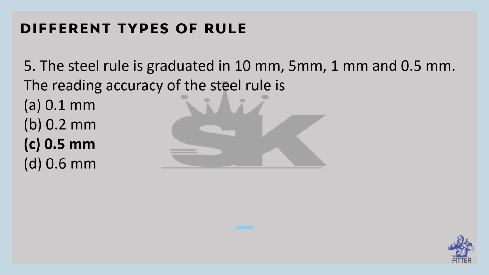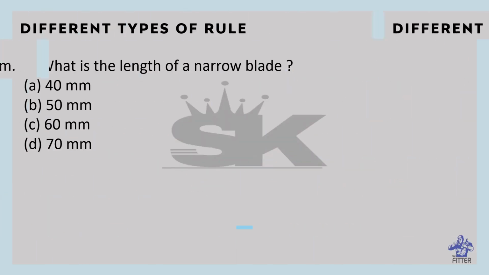And the steel rule is made up of stainless steel or spring steel. I'll write down here, material is stainless steel or spring steel. What is the length of narrow blade? That is 60 mm.